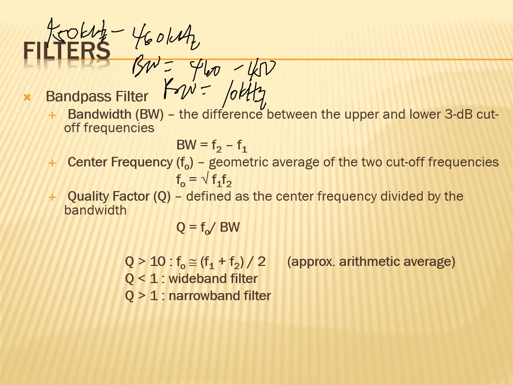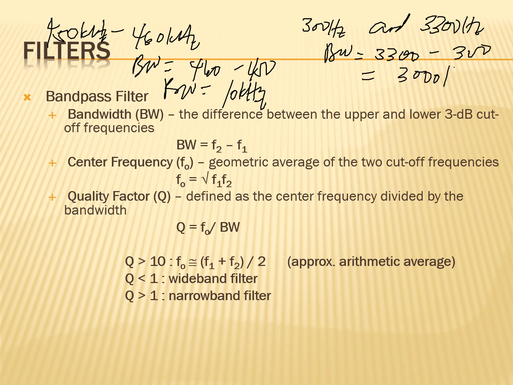Okay, so if we have two cutoff frequencies, having a value of 300 hertz and 3,300 hertz, our bandwidth is equivalent to 3,300 minus 300. So that will give us a bandwidth equivalent to 3,000 hertz. Okay, so as simple as that. All you have to do is to subtract your lower cutoff frequency from your higher cutoff frequency.